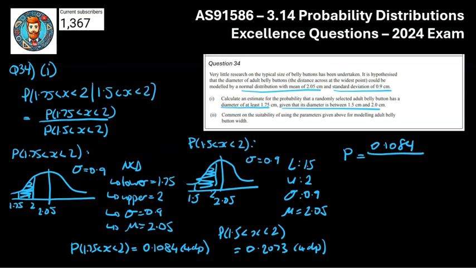And that's going to be divided by the probability between 1.5 and 2, which is 0.2073. That was down here. And when I put that into my calculator, I get my overall answer, 0.5229, and again that had a rounding to 4dp. So pretty messy question here, but hopefully you can see how these conditional questions work.